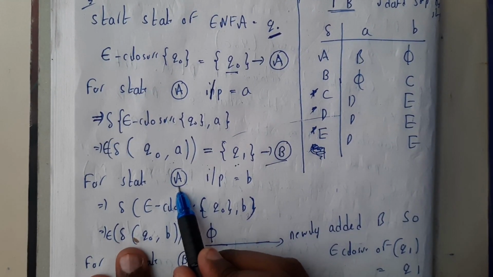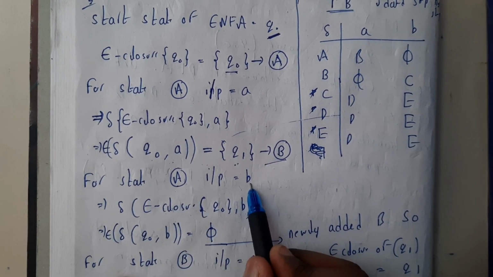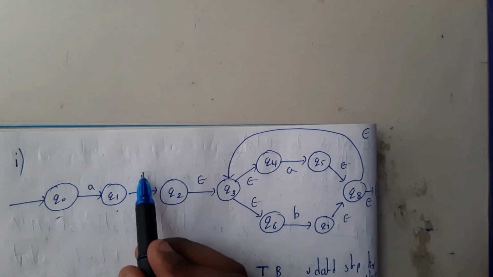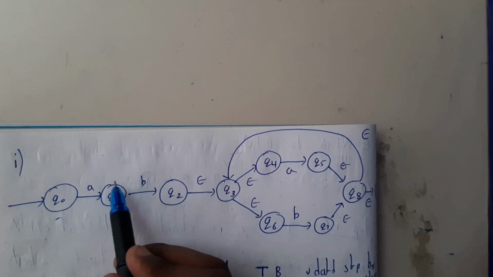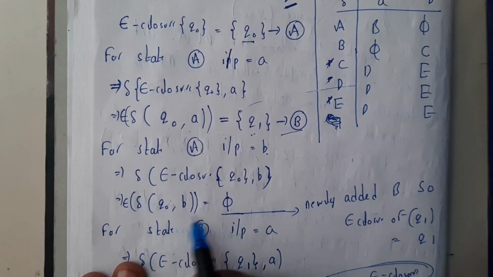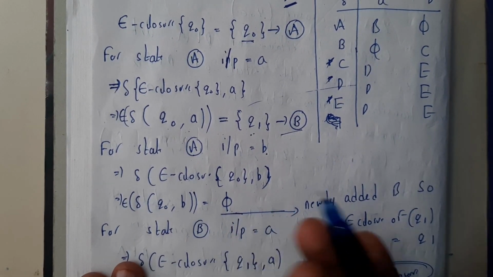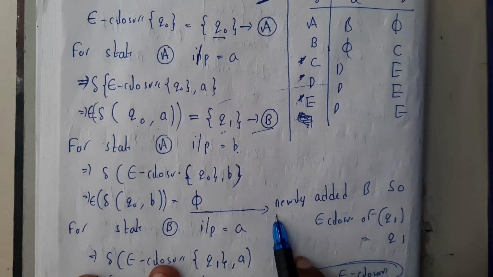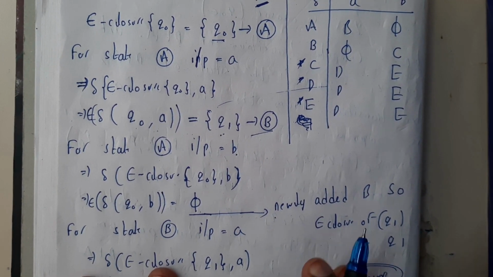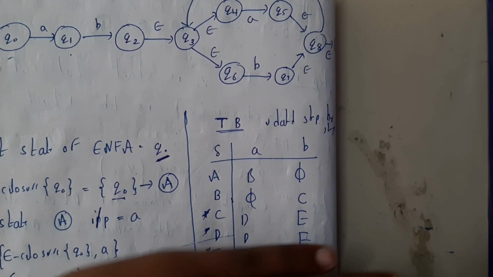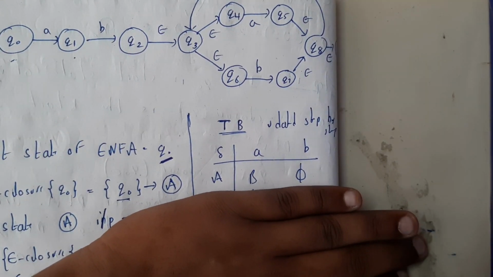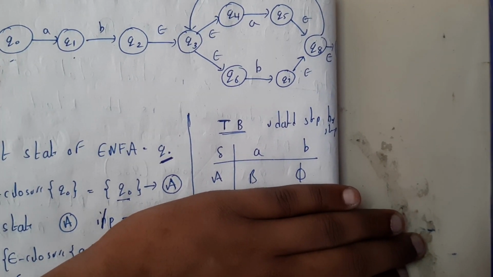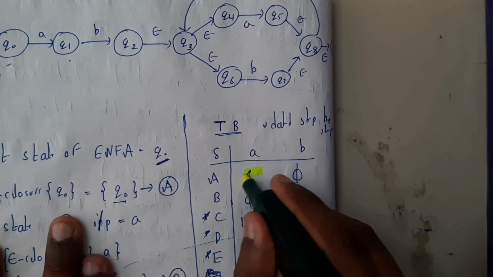Similarly, from input a, we'll be traveling to B. Is there any transition from Q0 with b as an input? No. So we'll be getting phi. So epsilon closure of phi is nothing but empty. Fine. Now the thing that is newly added: if you draw the table, this will be the current status. For A we got B and phi. So what is the new symbol that is added? That is nothing but B.